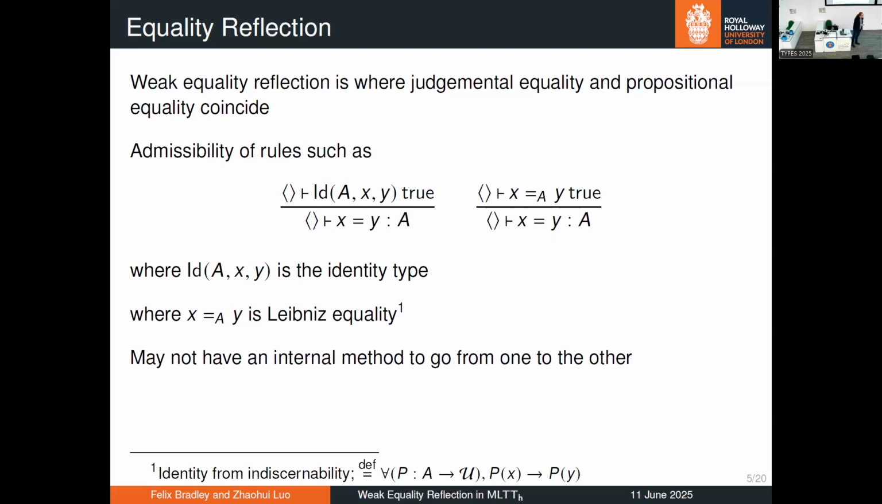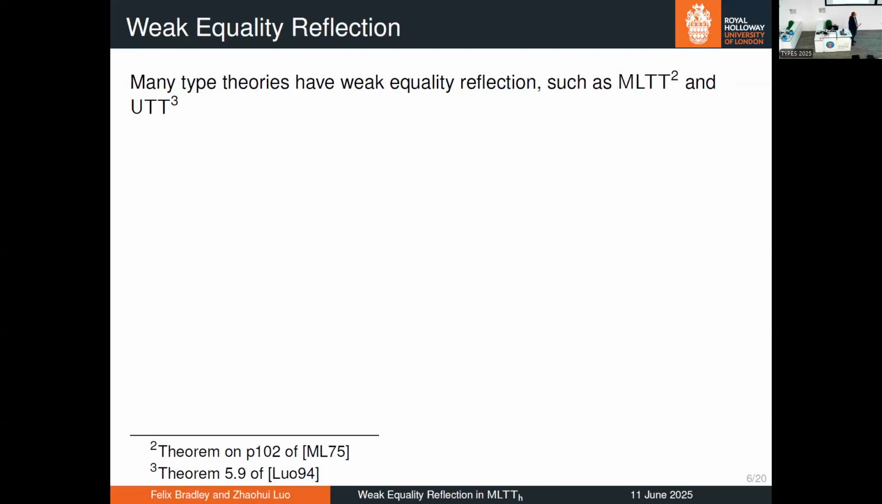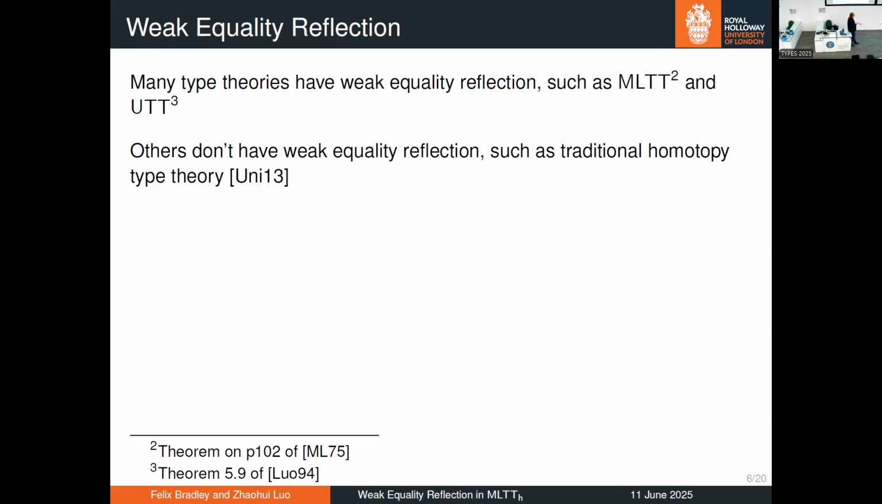And when you have weak equality reflection, you don't necessarily have a way to transition from one notion of equality to the other. You are working with something that's more of an external property rather than an internal property. There are some well-studied type theories that do have weak equality reflection. MLTT itself is a good example of this, as well as UTT and others.